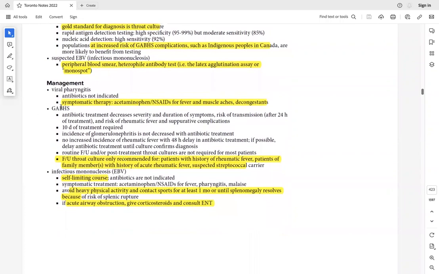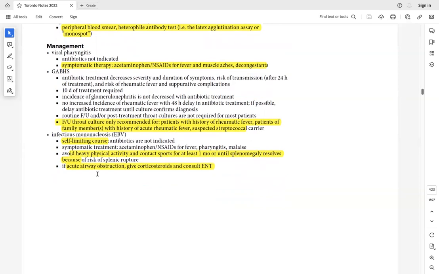Then for group A beta hemolytic streptococci, what is the treatment? Treatment is penicillin. But remember, it has complications: rheumatic fever or glomerulonephritis. Post-streptococcal glomerulonephritis can be there. Scarlet fever can be there. But if the treatment is started within 10 days, then they can be prevented. So we have to wait for the culture results. If the culture results are positive, we start with the antibiotics. If not, then we will move on.